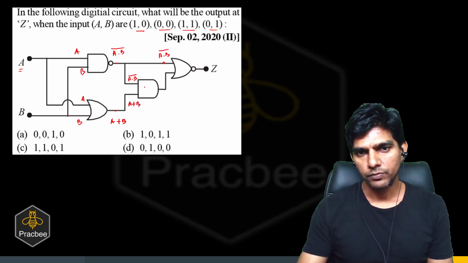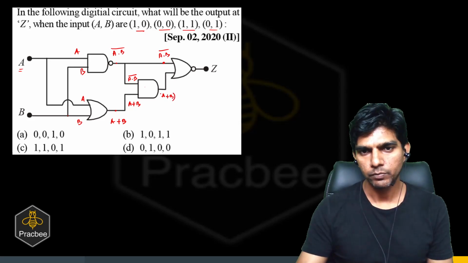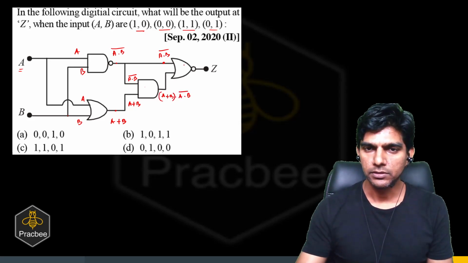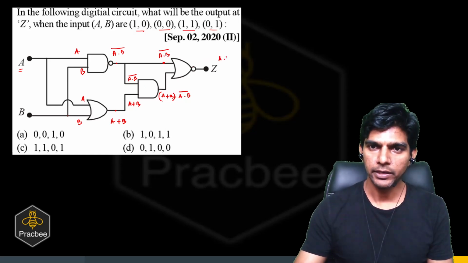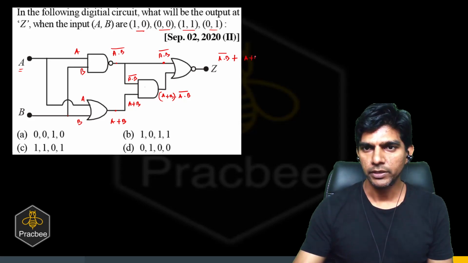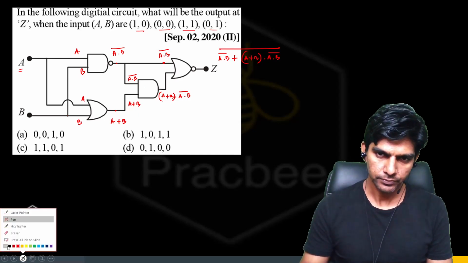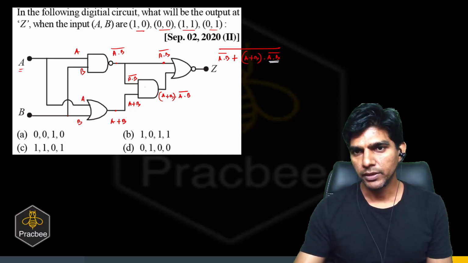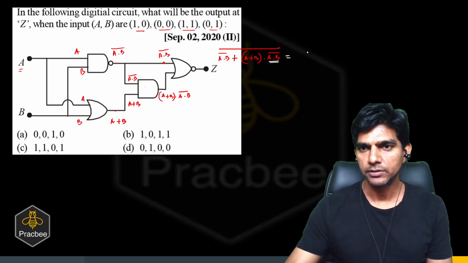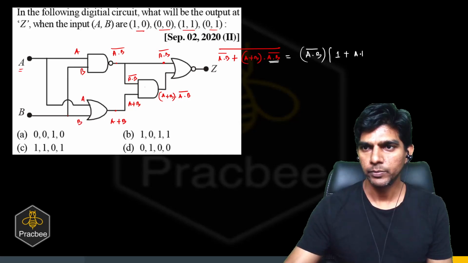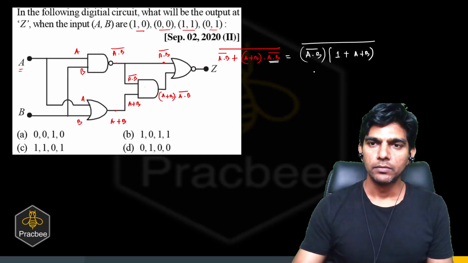Here we have A multiplied by B bar, and here we have A plus B. This is an AND gate, so it will be A plus B multiplied with A B bar. Now we are feeding this to the NOR gate. So here we'll get A B bar plus A plus B multiplied with A B bar, whole bar, because it's a NOR gate. But let us simplify this. We can take A B bar common, so we have 1 plus A plus B, whole bar.